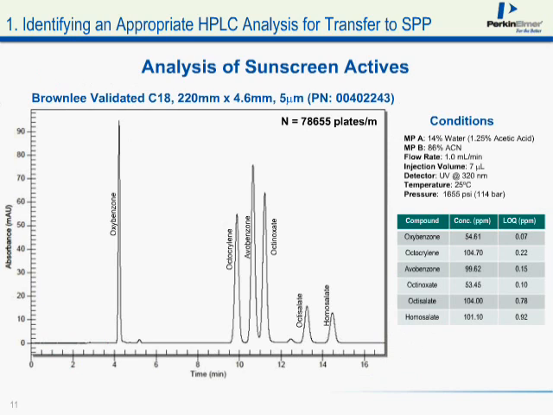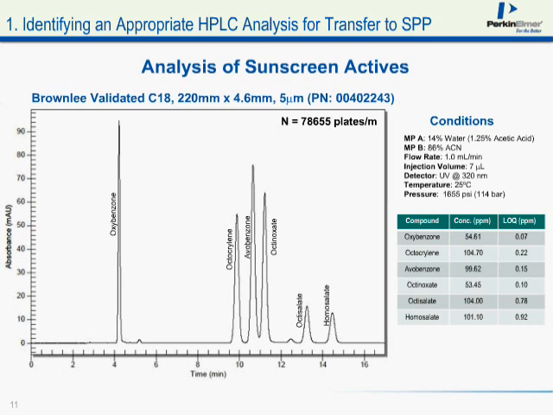So we had an analysis from a customer, which was the analysis of some sunscreen actives. The customer is currently running this on a Brownlee validated C18 column, a relatively large column. It's a 220 millimeter by 4.6, 5-micron column. On this column, they were able to separate all 6 components in about 14 to 15 minutes. The critical 3 were the octocrylene, avobenzone, and octinoxate, which are eluting between about 10 to 12 minutes.